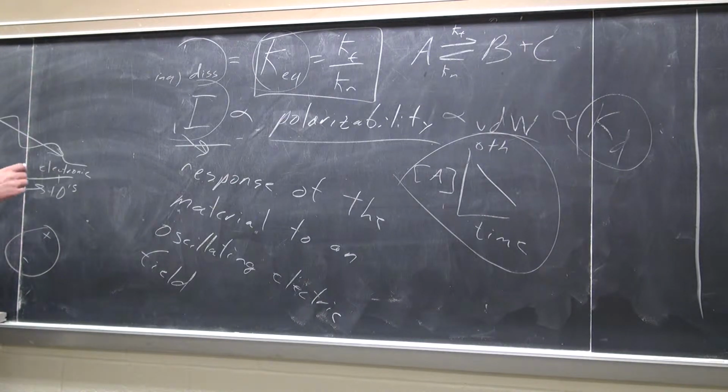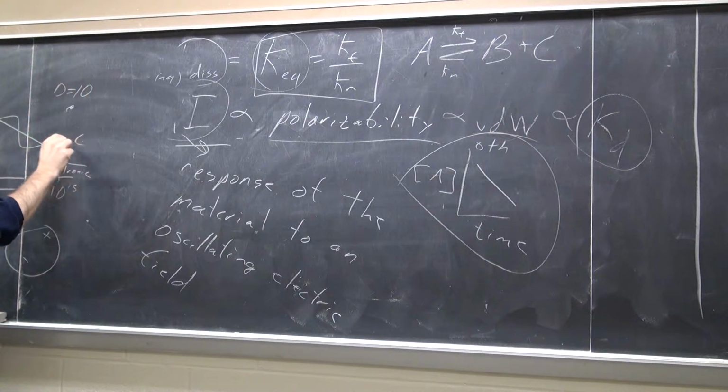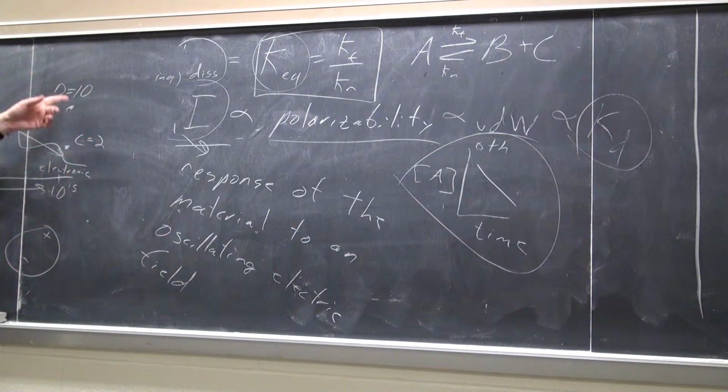What about out here at 10 to the 15th? Say I have something with a molecule D has a dielectric constant of 10, molecule C has a dielectric constant of 2. Which one's more polarizable, D or C?